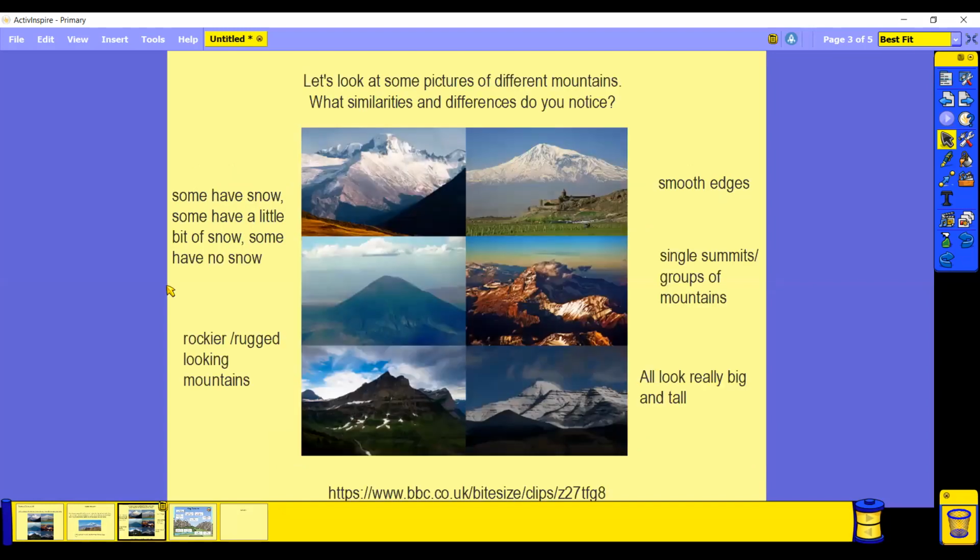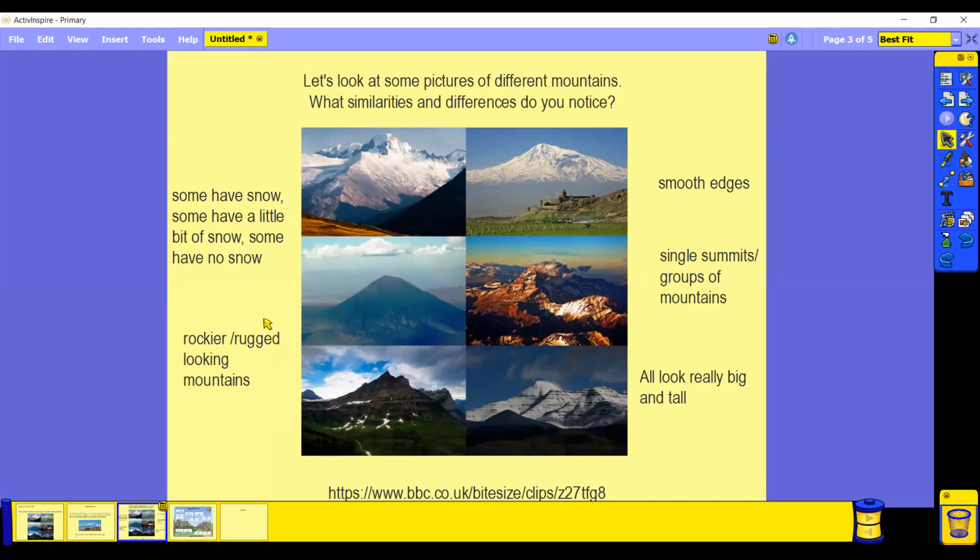Okay then, so here I've got some pictures of some different mountains. What we're going to do is consider what the similarities and differences are about these mountains. I've put some similarities and differences here. This is going to be an activity on your assignment, so I do recommend you listen and make a note of these, but also have a look and see what other differences and similarities you can see.